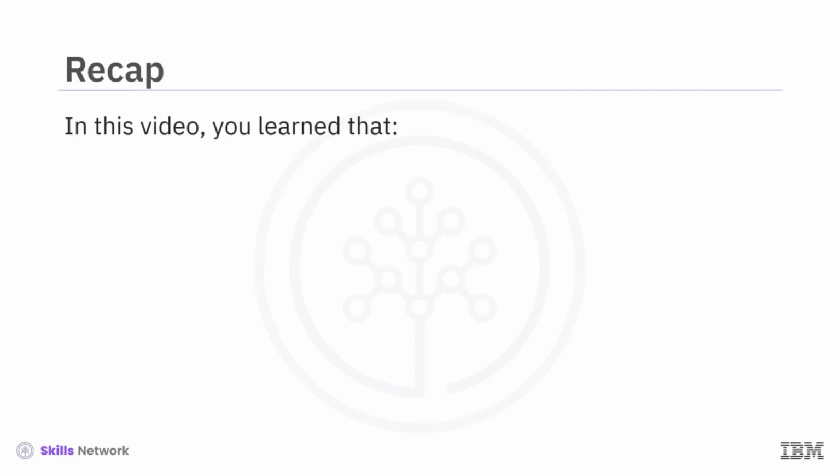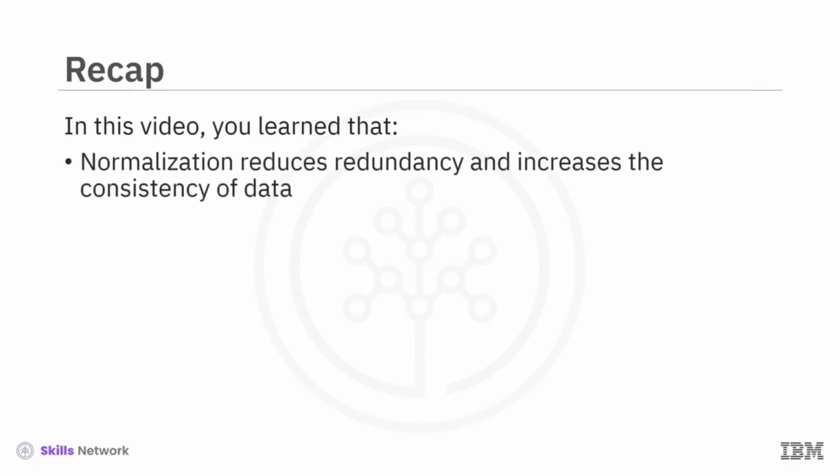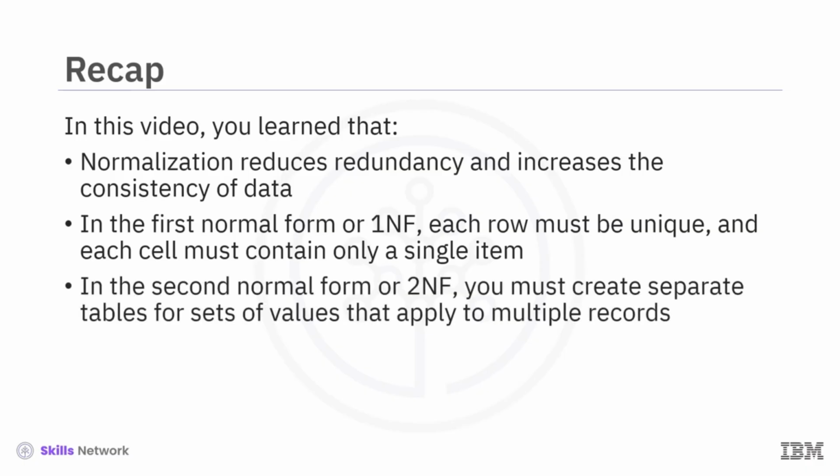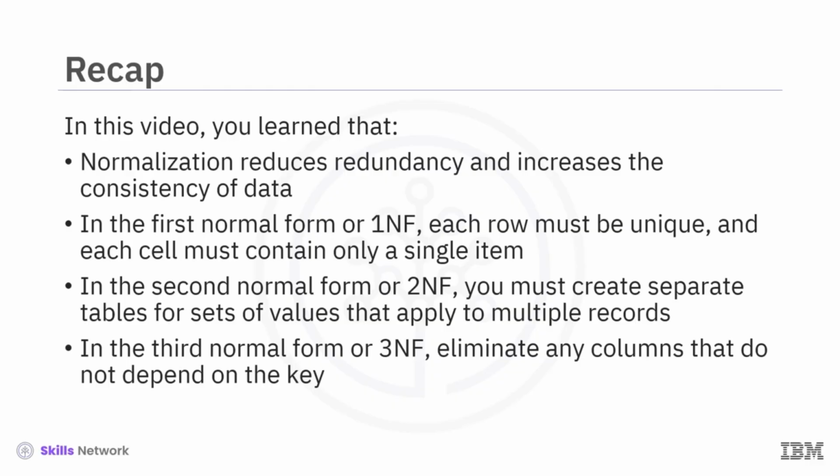In this video, you learn that normalization reduces redundancy and increases the consistency of data. In the first normal form, or 1NF, each row must be unique, and each cell must contain only a single item. In the second normal form, or 2NF, you must create separate tables for sets of values that apply to multiple records. In third normal form, or 3NF, eliminate any columns that do not depend on the key.